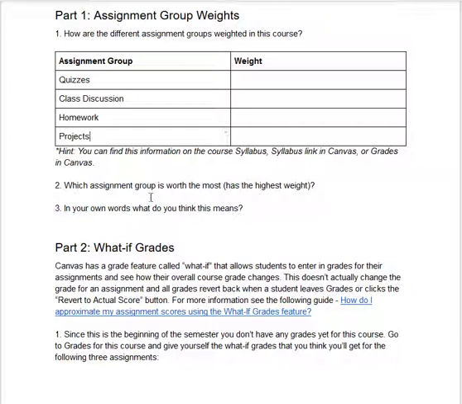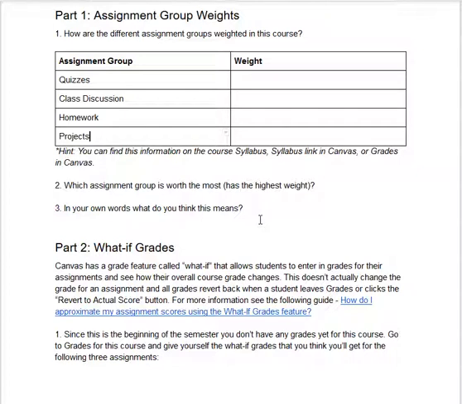Then it's just which assignment group is worth the most, so has the highest weight, and in your words, what do you think this means? For this one, it's just kind of getting a feel for what the students think it means. I mean, do they understand? This could be kind of a no right or wrong answer.